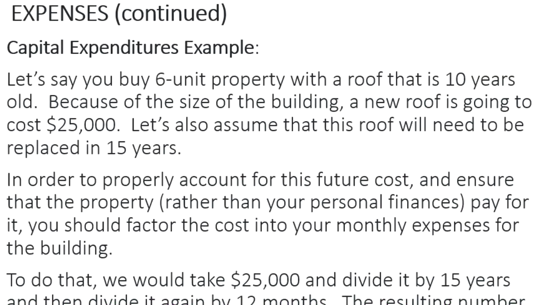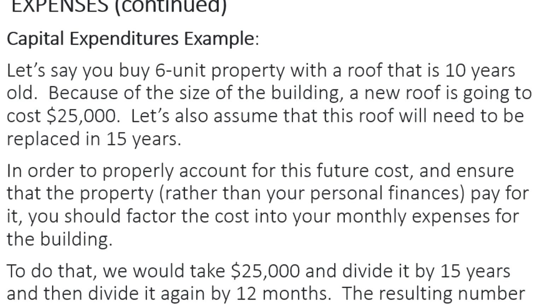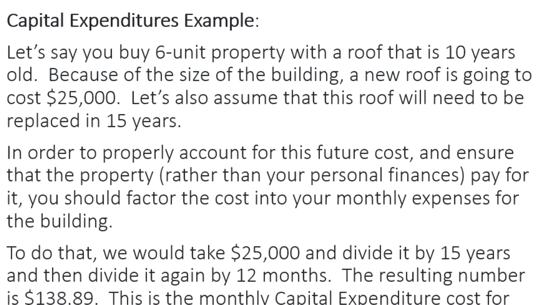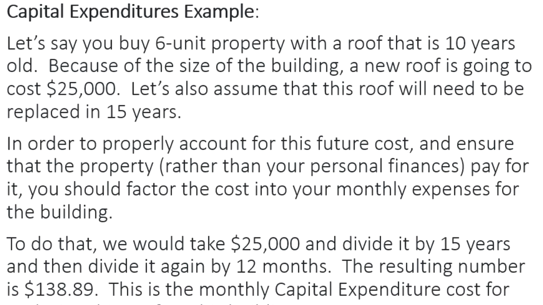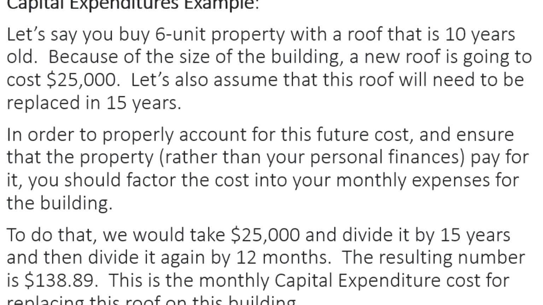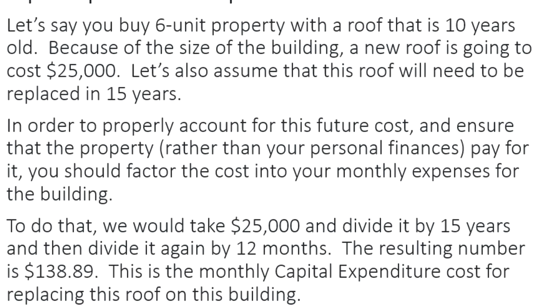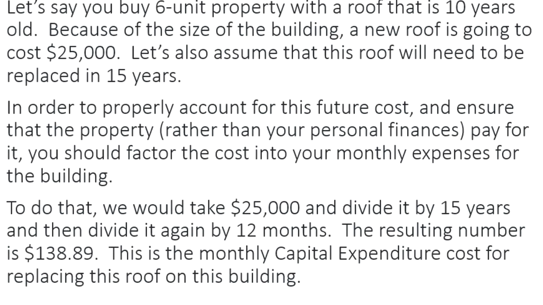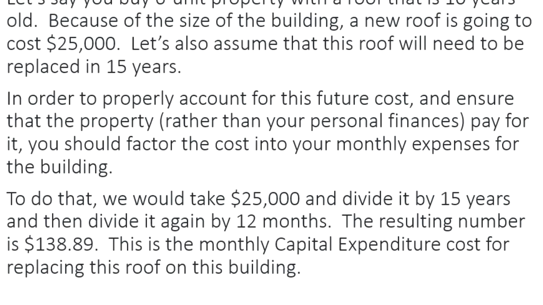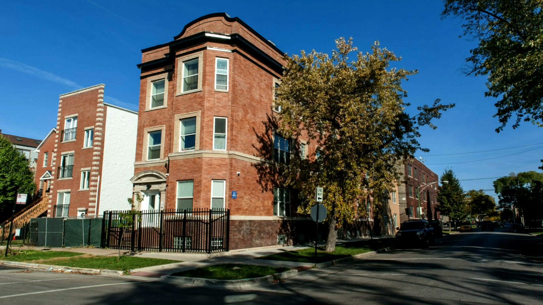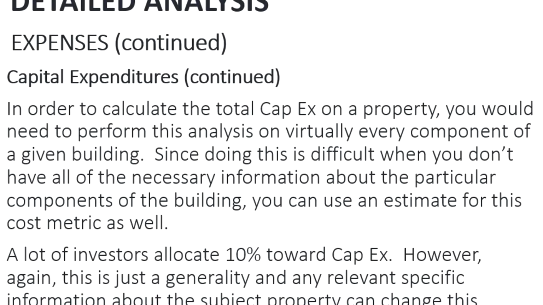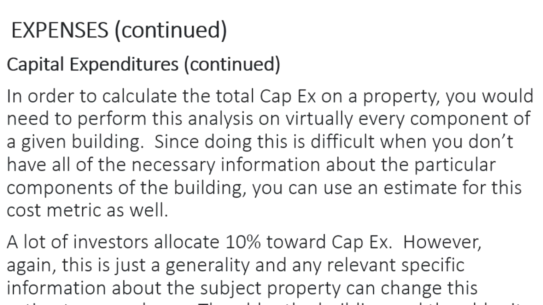In order to properly account for this future cost and ensure that the property, rather than your personal finances, pay for it, you should factor the cost of this expense into your monthly cost for the building. To do that, we would take $25,000, the cost of a new roof, divided by 15 years, and then divided again by 12 months. The resulting number is $138.89. This is the monthly capital expenditure cost of replacing this roof on this particular building. In order to calculate the total CapEx on a property, you would need to perform this analysis on virtually every component of a given building.